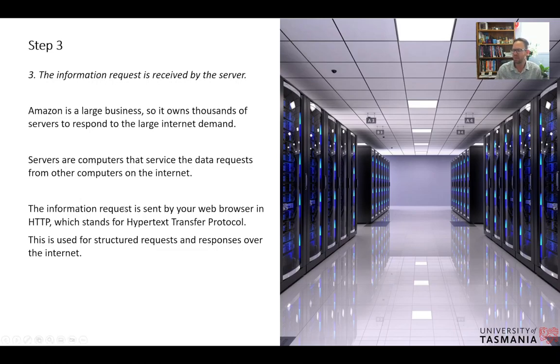So the information request is sent by our web browser in HTTP, which stands for Hypertext Transfer Protocol, and that's basically a language that computers use to talk to each other. Now, this is used for structured requests and responses over the internet. So when you type Amazon.com into your browser, it sends it through to the domain name server, which converts it to an IP address, and sends it to Amazon's servers, which look like these racks. Your web browser does this for you automatically in a language called Hypertext Transfer Protocol.